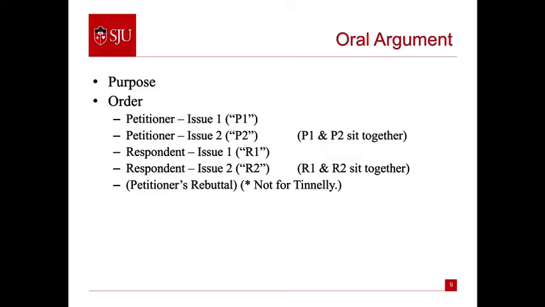And so you have 10-minute chunks, 10-minute arguments. P1 goes first, then P2, then R1, then R2. In the real world and in some moot court competitions, the petitioner would have a chance to deliver a rebuttal, typically 2 minutes or so. But for the Tinnelly competition, we don't do this. So we do P1, P2, R1, R2, and that's the end of the round. So 40 minutes in total. And then typically everybody will break character or break role, and the judges will offer critiques.